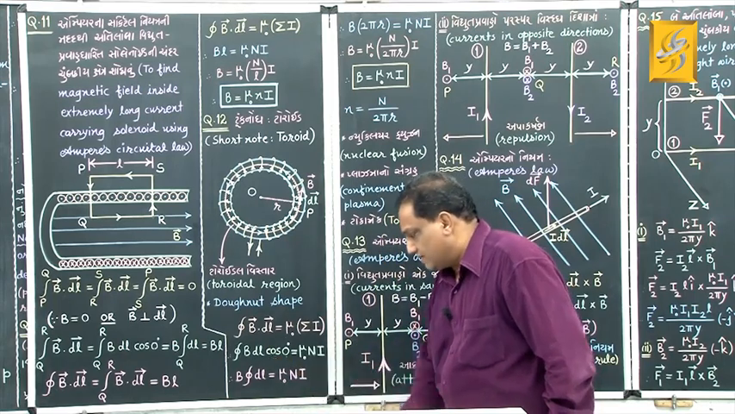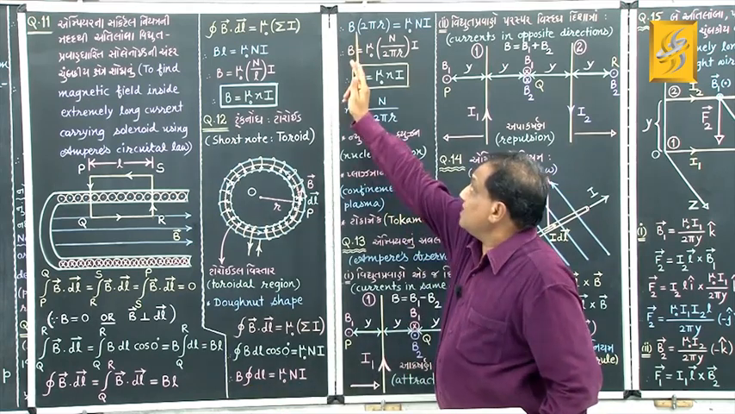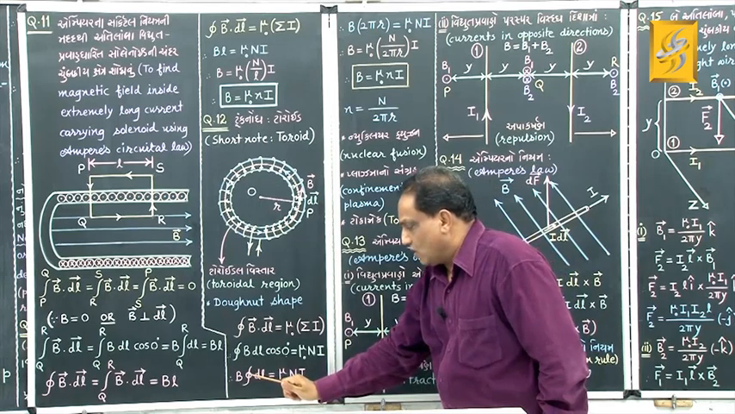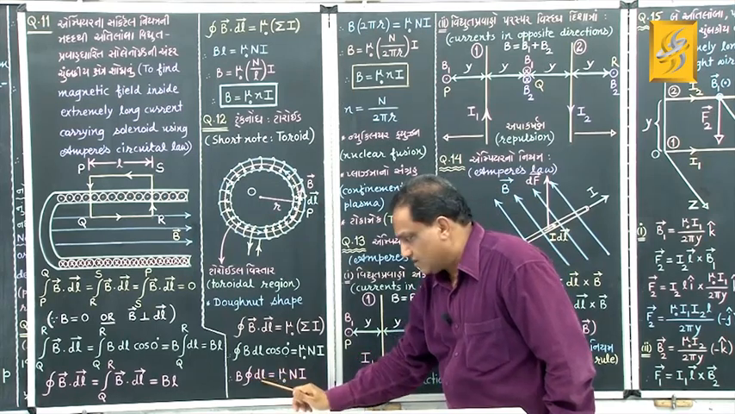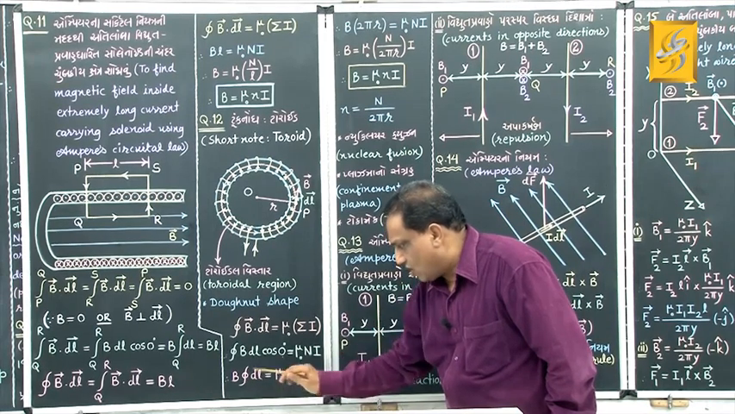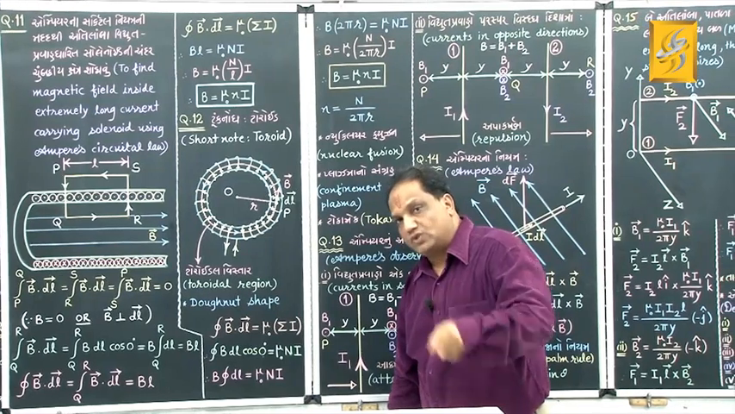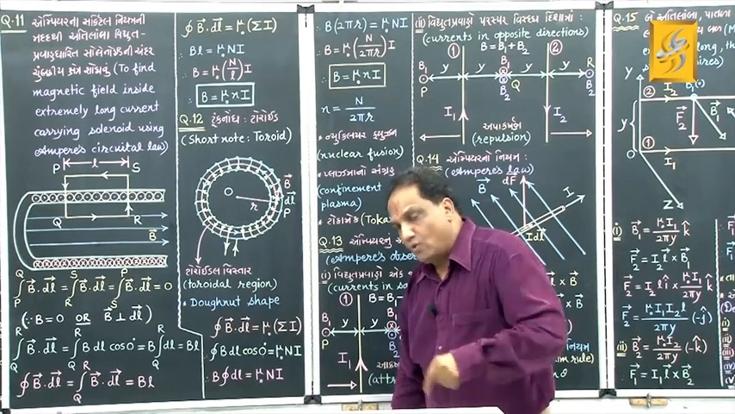And cos 0 is 1. Mu 0 as it is, N into I as it is, B as it is. Now, what do you mean by closed line integration of dl? That is the summation of lengths of all the length elements chosen over the considered Amperian loop.